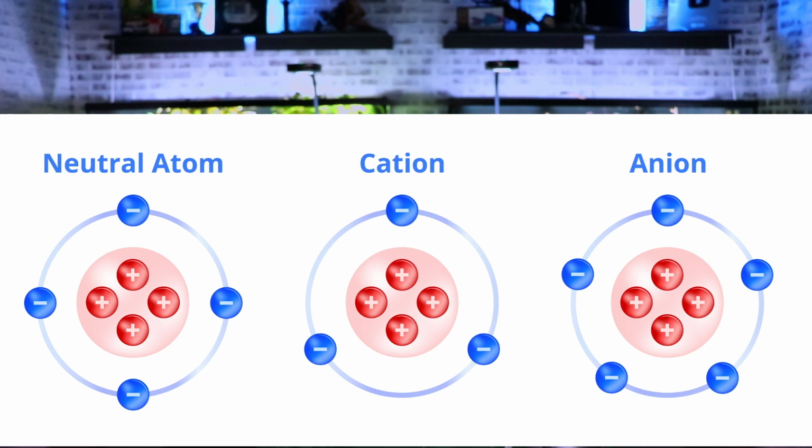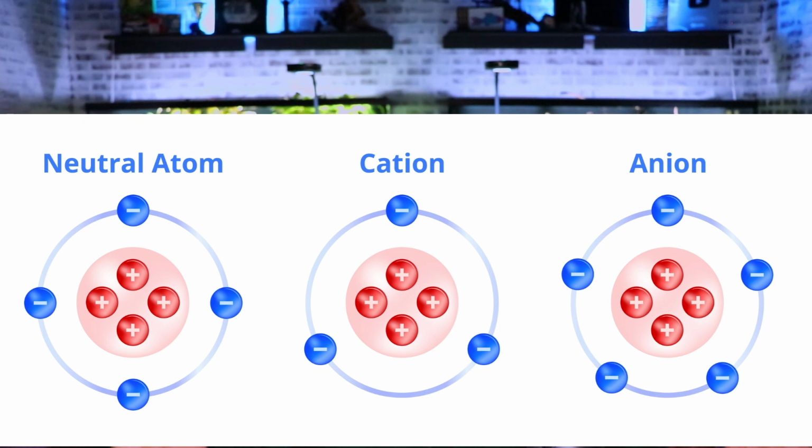The anion on the right-hand side is a negatively charged element because we can see that we have one more electron than we do proton. So we have 5 electrons, we have 4 protons. So that would technically be a -1. If we added a second electron or took a proton away, it would be -2.